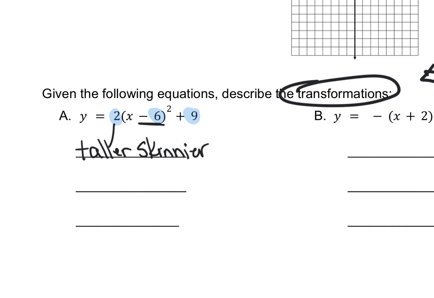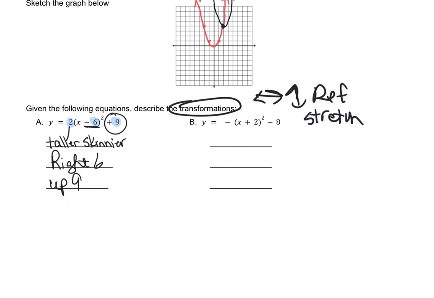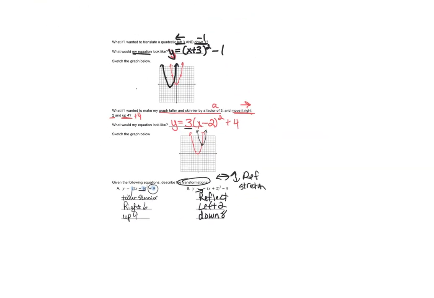The minus 6 in the parentheses, remember minus means we're going to the right 6. And then the plus 9 means we are going up 9. Then on the next one, we have a negative out in front. That negative says reflect. The plus 2 means we are going to the left 2, and the minus 8 means we are going down 8.